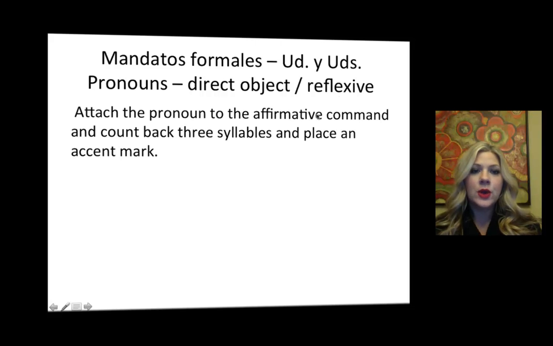So our rule is when we have an affirmative command, which is just when you're telling someone to do something. A negative command would be don't do something. So with the affirmative command, when we're telling someone to do something, we attach the pronoun. Remember, those direct object pronouns are me, te, lo, la, nos, los, las, and your reflexive pronoun is se. We attach those pronouns to the end of the command form, and then we also have to count back 3 syllables and place an accent mark there because we've added something to the end.